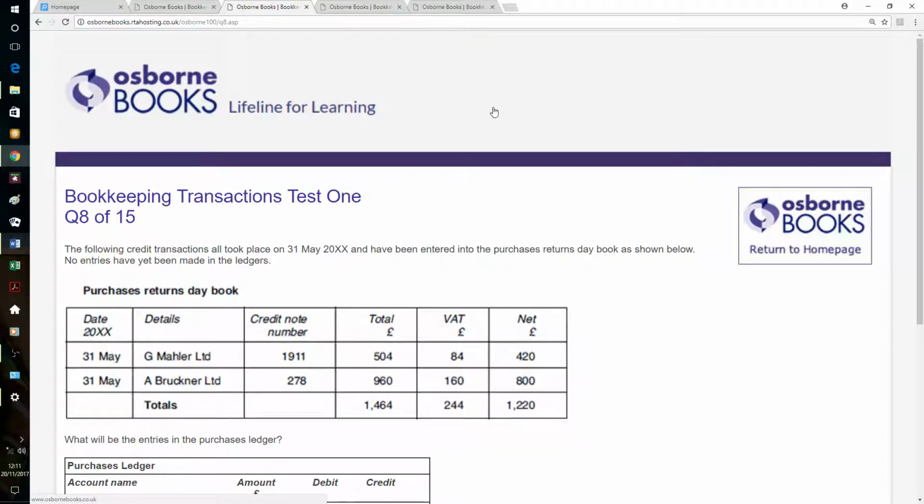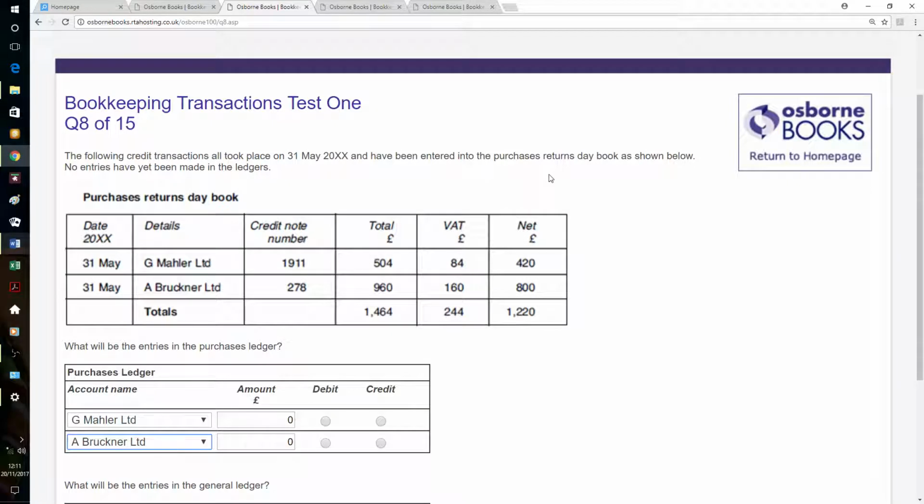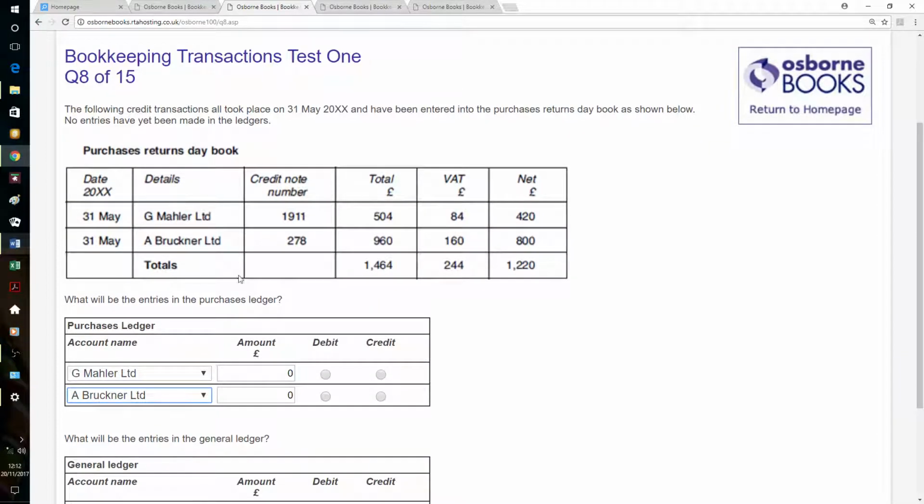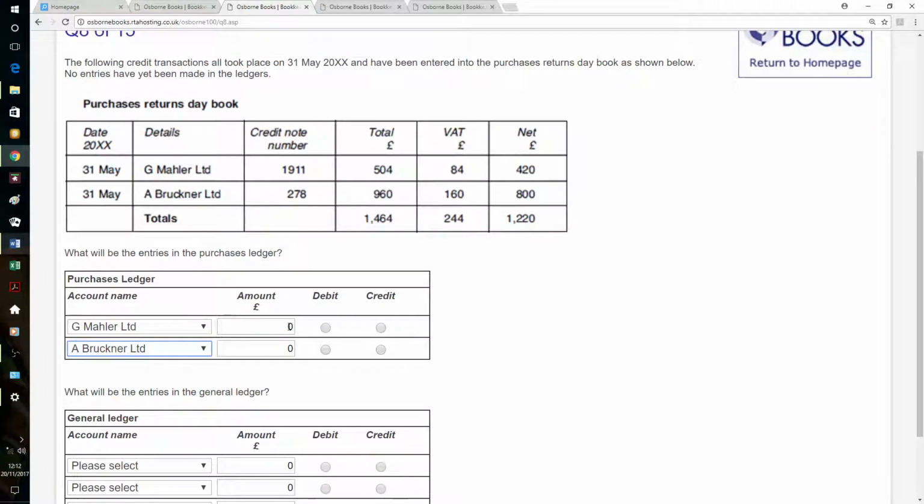So other day books then. So purchase returns. Occasionally students get confused. They don't read it quick enough, expecting having done sales, the next one to be purchases. It isn't. It's our purchase return day book. So there's our two suppliers because it's now purchases. Same idea in the amount. It's still the total.